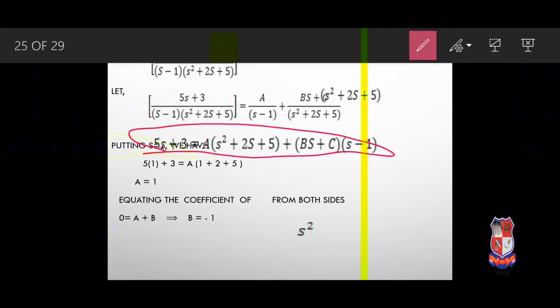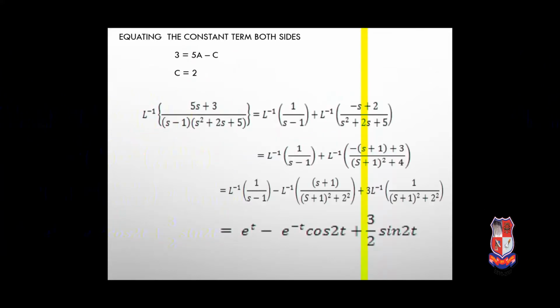Now we have to find the values of b and c by equating the coefficients from both sides. Now we compare coefficients on both sides. After comparing, we have 0 is equal to a plus b, then b is equal to minus 1. Equating the constant terms on both sides, we have 3 is equal to 5a minus c. Then after putting the value of a and simplifying, we have c is equal to 2.